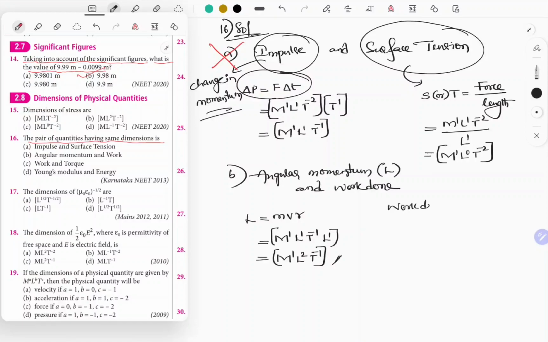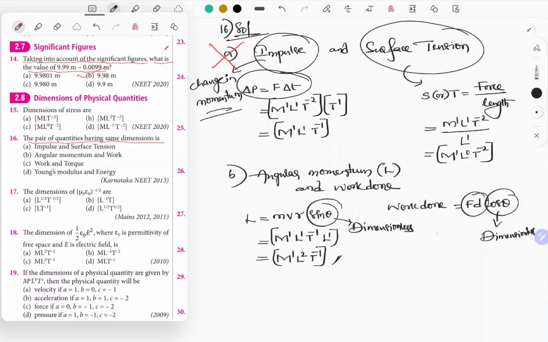The general formula for work done is F into d into cos theta. Let me represent sin theta also here, because some students may be getting confused. Sin theta is a dimensionless quantity. Theta has units, but it does not have any kind of dimension. Similarly, cos theta is also a dimensionless quantity.